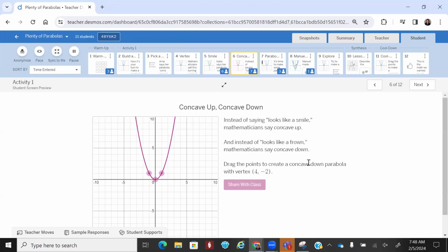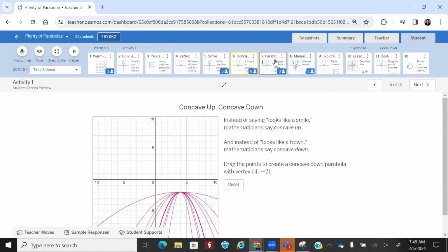Drag the point to create a concave down parabola with a vertex of 4, -2. Remember, the vertex is going to be your maximum or your minimum. If it's facing downwards, is it going to have a max or a min? It's going to have a max. So here's my vertex, I'm going to move it to 4, -2. Now you could have changed this up a little bit and moved these farther or closer together. That's okay. Most of y'all did that.